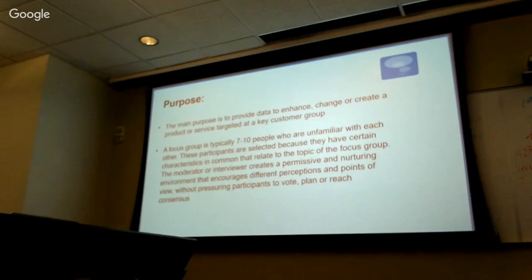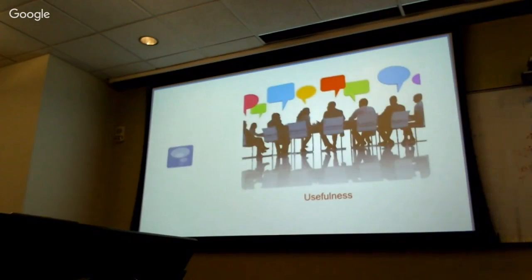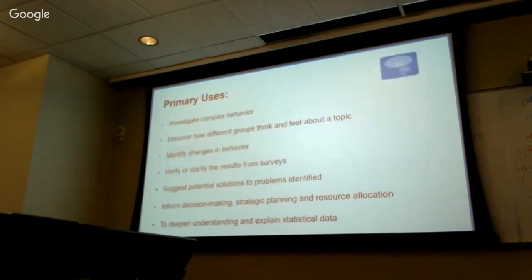So why focus groups? We talked about this a little bit earlier tonight. The main purpose is to provide data to enhance, change, or create a product or service. Seven to 10 is a good number. They're unfamiliar with each other and selected because they have certain characteristics, perhaps like the dog park example. Maybe people that own dogs versus our cat friends. Although that might be fun too.